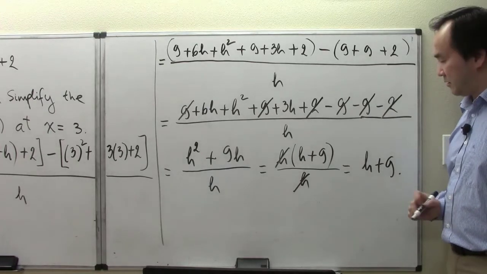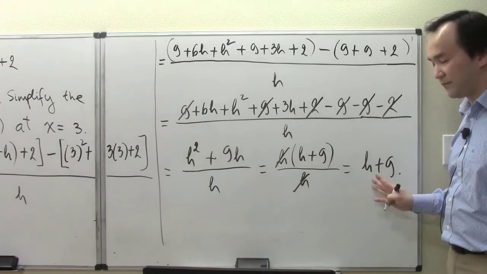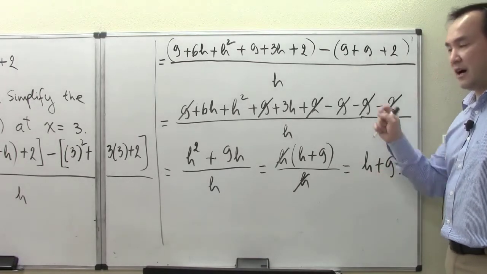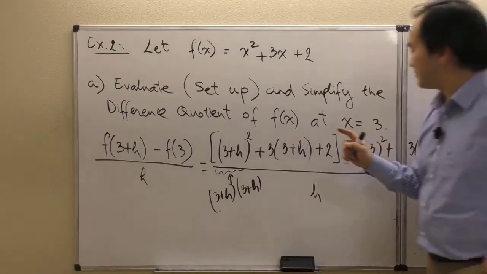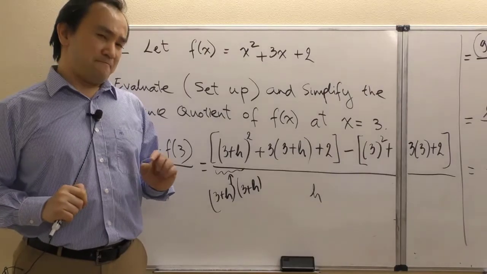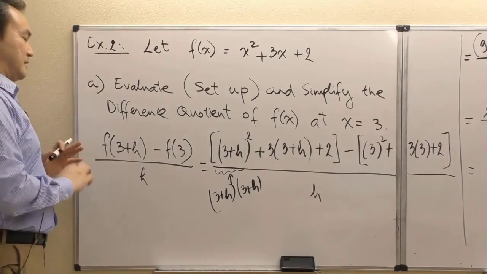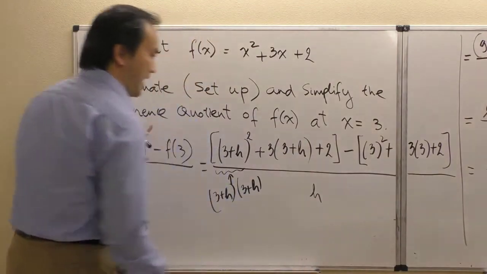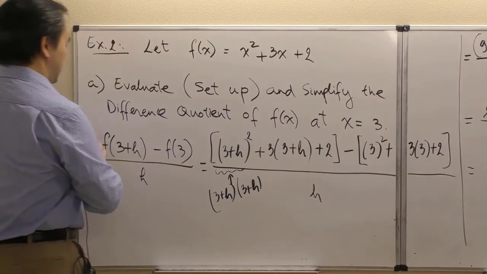Okay, so we came to the very simplified point of our difference quotient of our current function at x equals 3. Okay, at that function. And so now here's what we do for part B of the example. All right, so now we already had the setup. The function is still the same here at that given value.